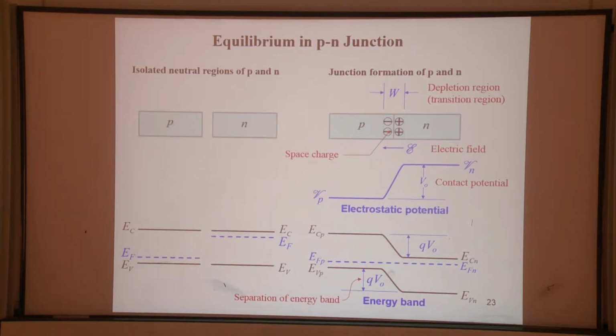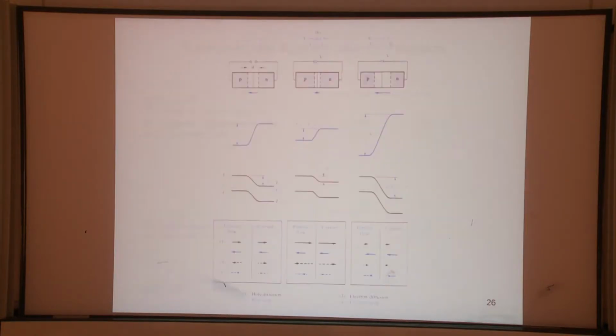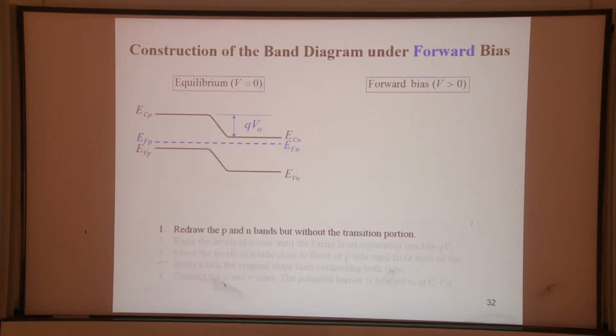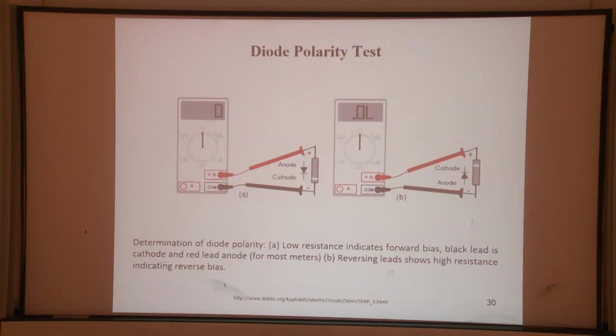Let me see if I prepared the equation for you. No, probably not, but it's easy. You can find the equation in any textbook. If you are still interested, I will show you in the break. It is a function of the doping of both sides as well as the band gap of both sides. Sometimes the P-type and N-type semiconductors are different semiconductors. They do not always have to be silicon. They can be different.